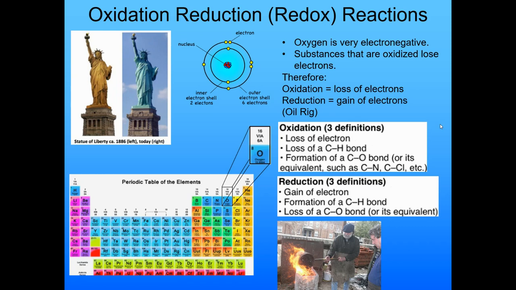Oil rig. Oxidation is the loss of electrons. Reduction is the gain of electrons. Oil rig. But let's run through what's actually going on.